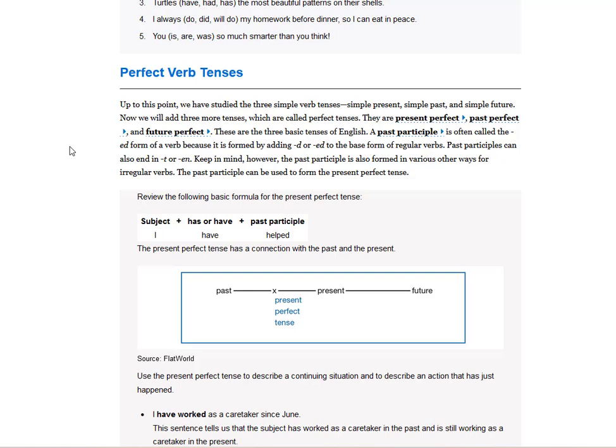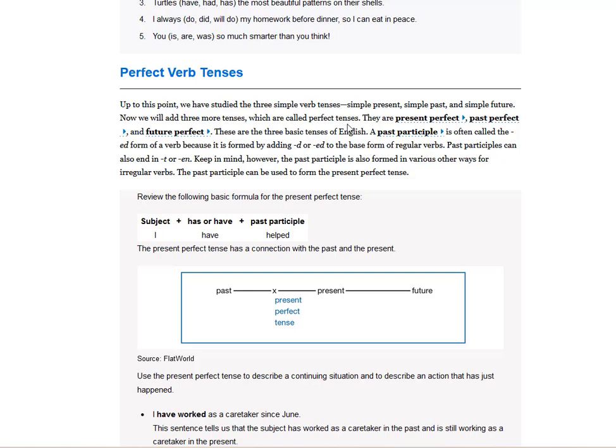Perfect verb tenses. Up to this point, we have studied 3 simple verb tenses: simple present, simple past, and simple future. Now we will add 3 more tenses, which are called perfect tenses. They are present perfect, past perfect, and future perfect. A past participle is often called the -ed form of a verb because it is formed by adding d or ed to the base form of regular verbs. Past participles can also end in t or en. Keep in mind, however, the past participle is also formed in various other ways for irregular verbs.